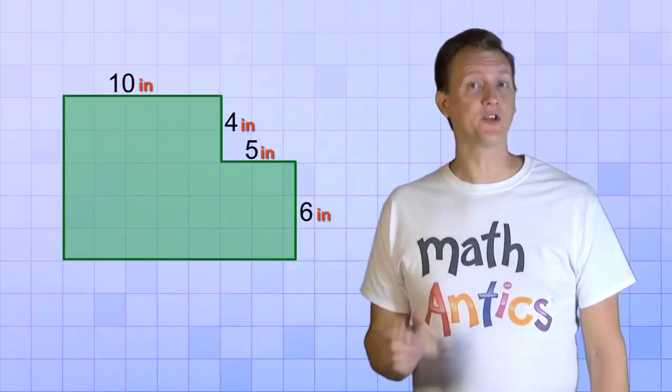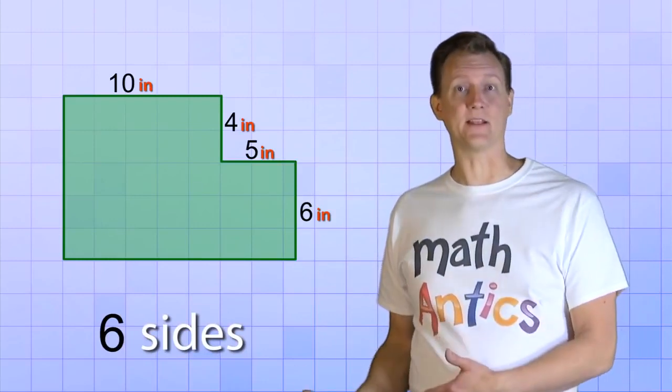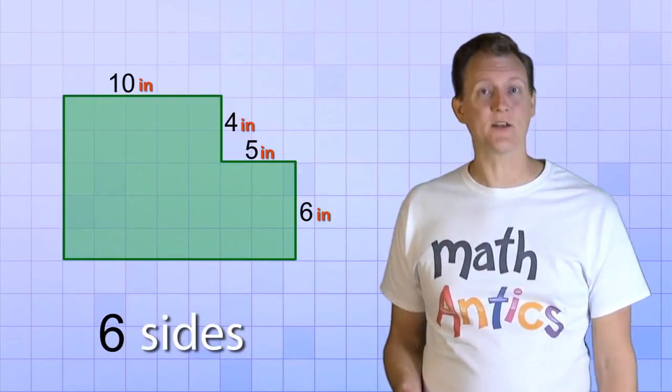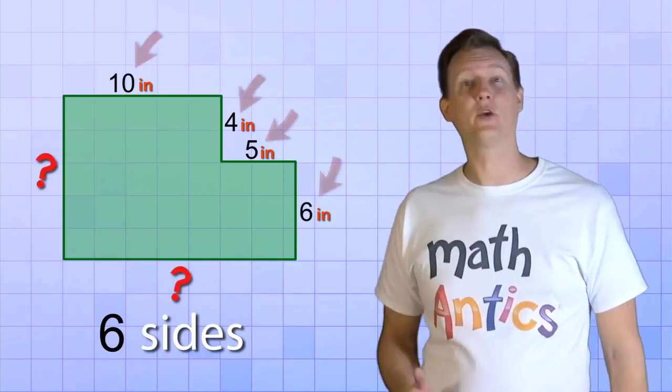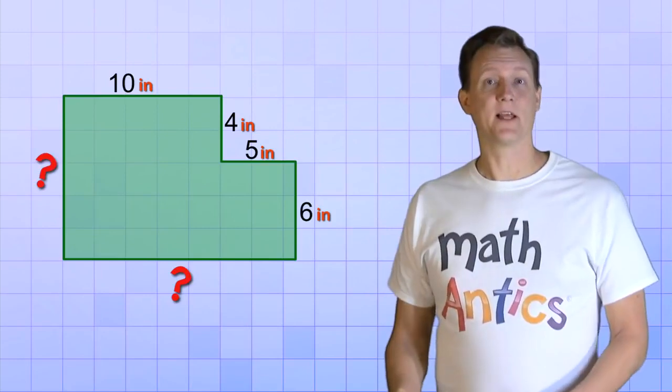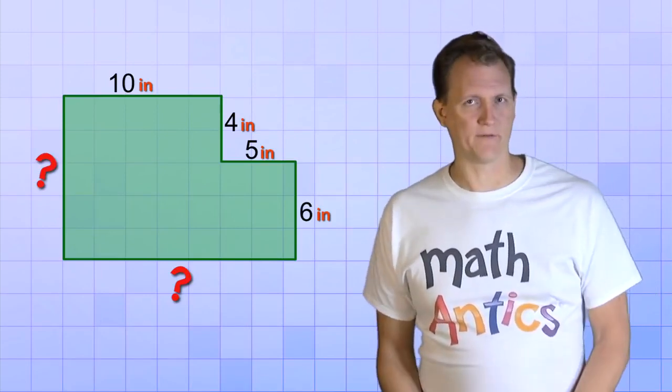Okay, let's try one more example. This polygon also has 6 sides, but it's not a regular polygon. The sides are different lengths, and this one's really tricky because they only show us the length of 4 of the sides. The other 2 are missing. So how can we figure them out? Problems like this come up all the time in math. Problems where you aren't quite given all the information.